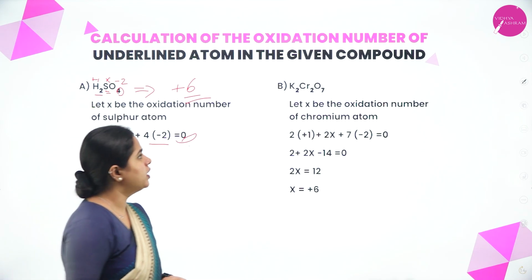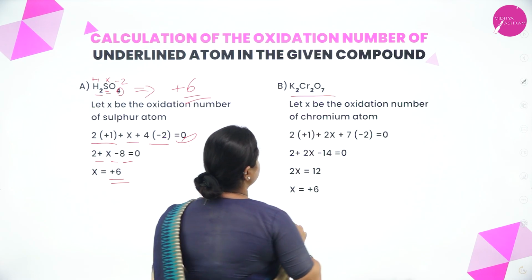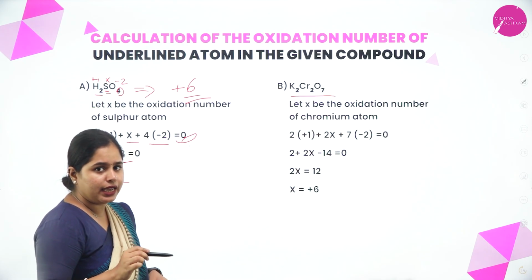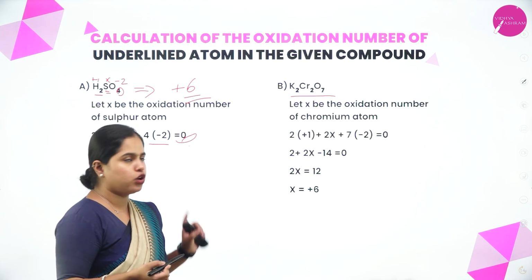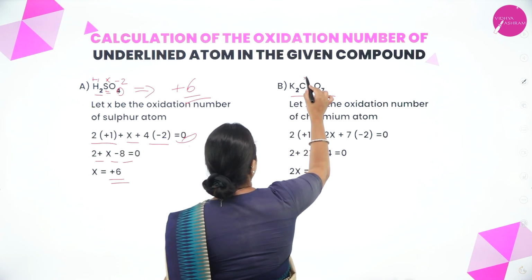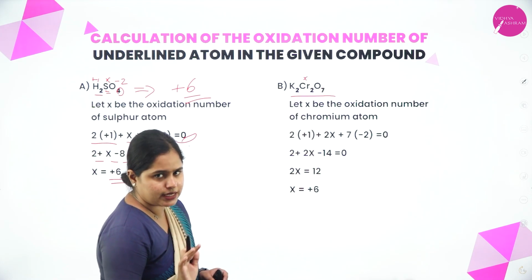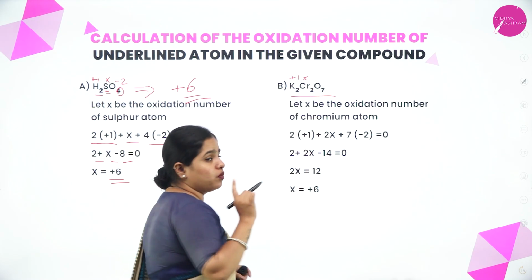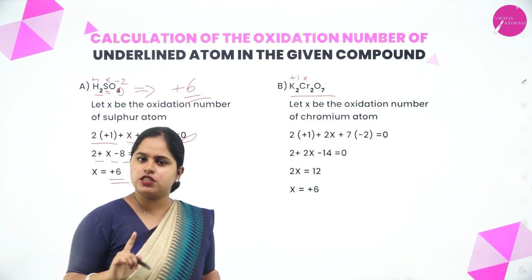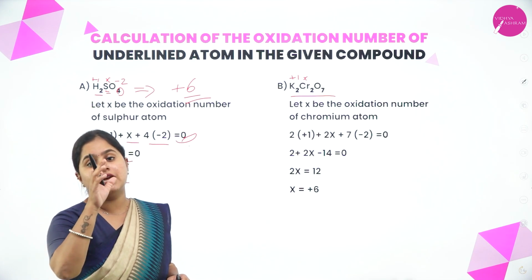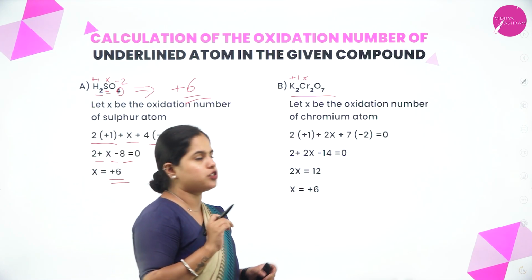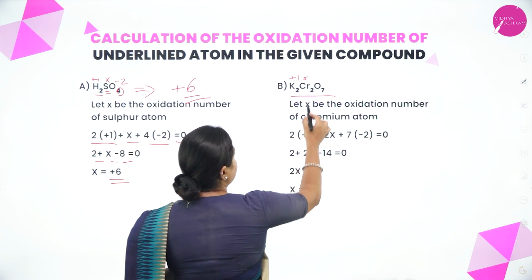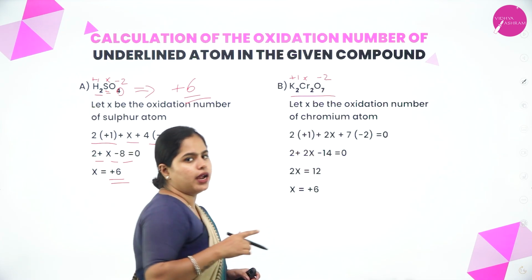Moving on to the next one. This is potassium dichromate, K2Cr2O7. Again, what do I have to calculate? The oxidation number of chromium. So I put chromium as X. I don't know it, so it is X. That is what we have to calculate. And for potassium, it is plus 1 for 1 atom, because it is an alkali metal or a first group metal. And oxygen, again, it is minus 2 for 1 atom of oxygen.